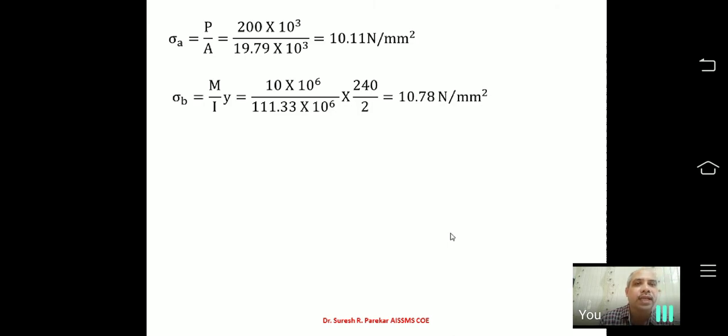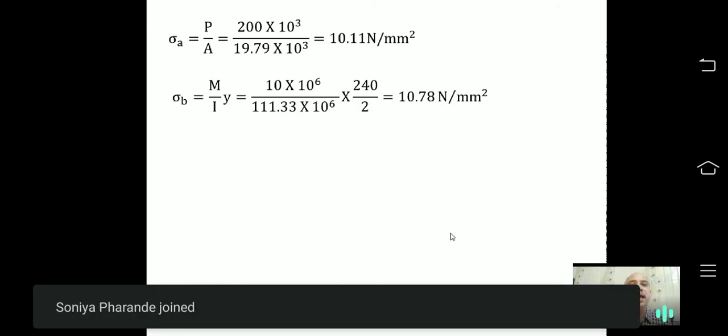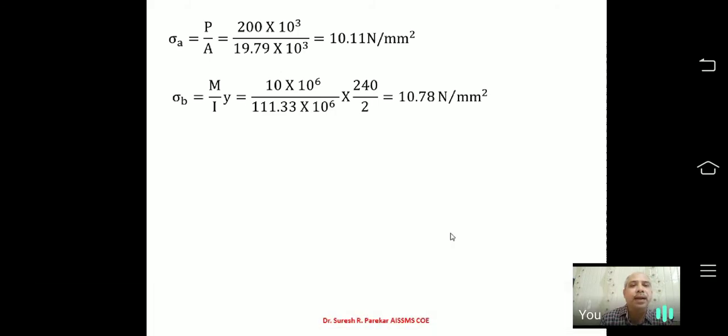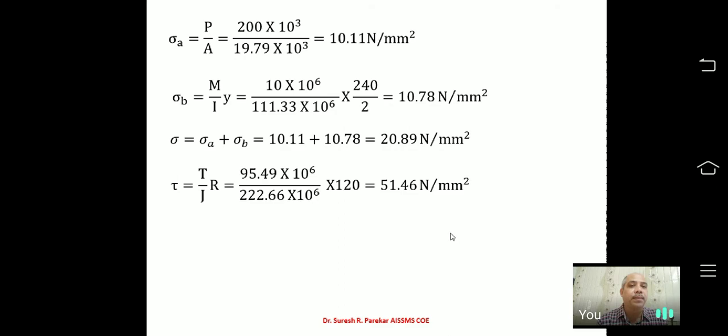Now I can find sigma B, which we get as M by I into Y. M we have already calculated, and Y will be R, which gives me 10.78. Now what will be sigma? Sigma is sigma A plus sigma B, the combination of these two, and that gives 20.89 Newton per mm square. Then the value of tau will be T by J into R, and substituting, it is 51.46 Newton per mm square. Now I know the value of sigma and the value of tau.